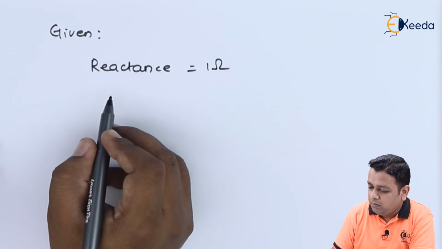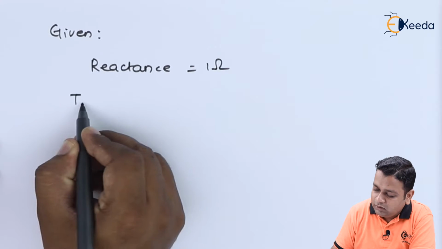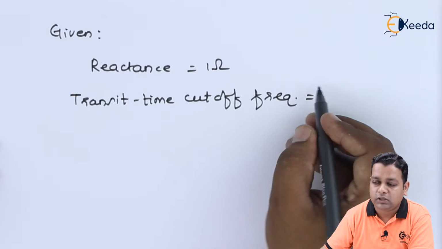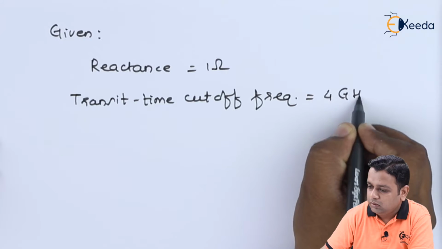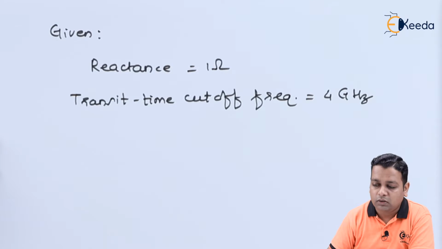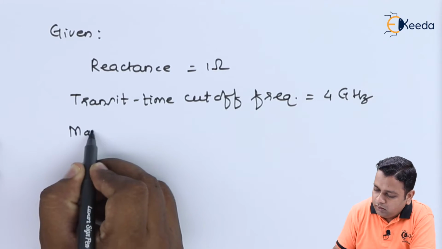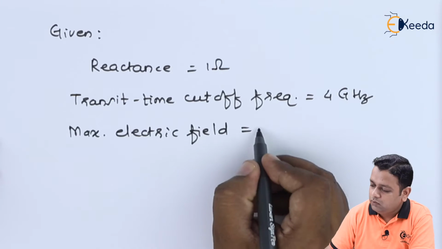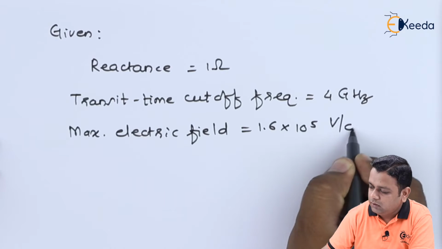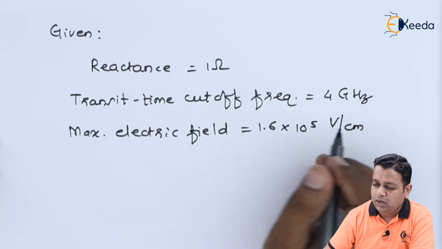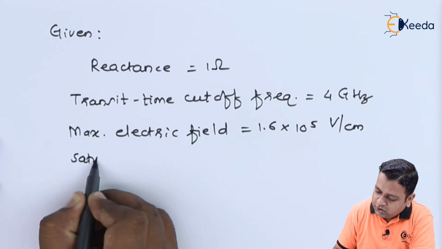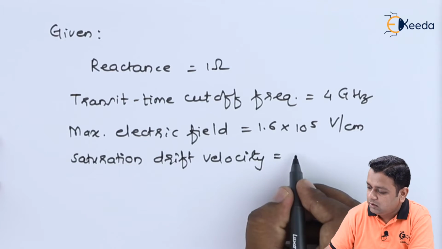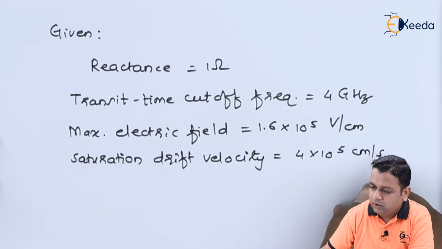The next parameter is denoted by F suffix R and is the transit time cutoff frequency, which is 4 gigahertz here. The third parameter is represented as Em, the maximum electric field associated with the transistor, so the Em value is equal to 1.6 into 10 raised to power 5 volts per centimeter. The last parameter, denoted as small vs, is the saturation drift velocity. This velocity is very important and is given as 4 into 10 raised to power 5 centimeter per second here.